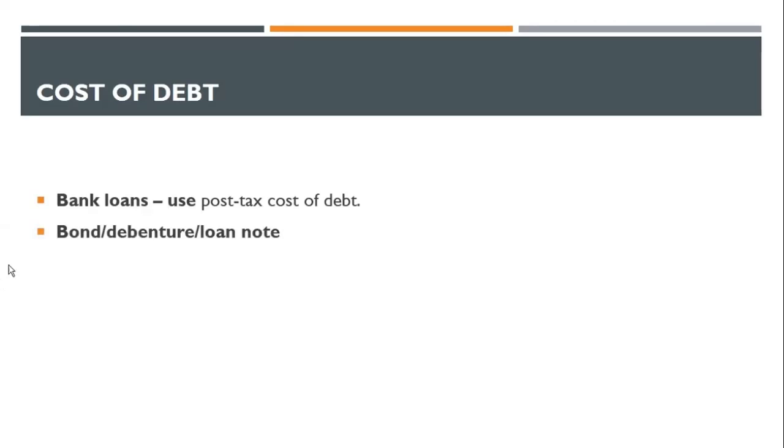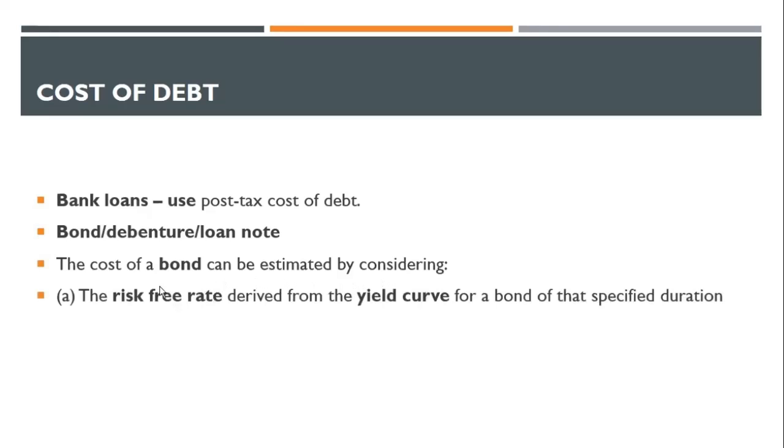Then you have bonds, debentures, loans, and notes. Now here I need to discuss with you quite a lot of things on bonds and debentures. And the cost of the bond can be estimated by considering the risk-free rate derived from the yield curve for a bond of that specified duration. So these are the words which are coming new for you. Probably the yield curve, and then specified duration, and so on.